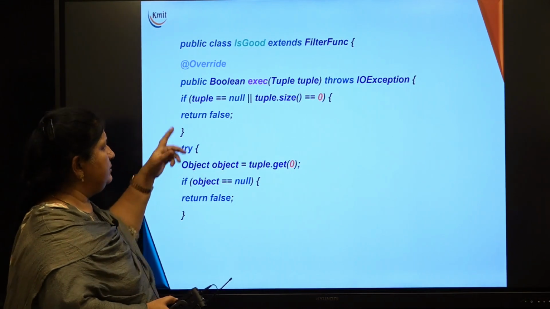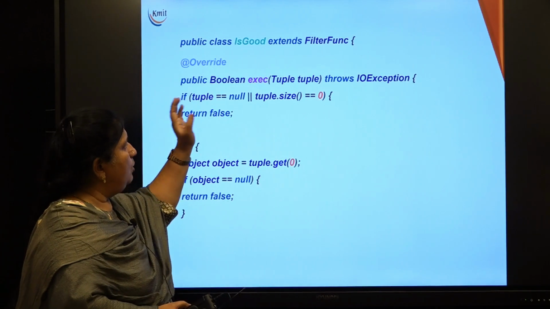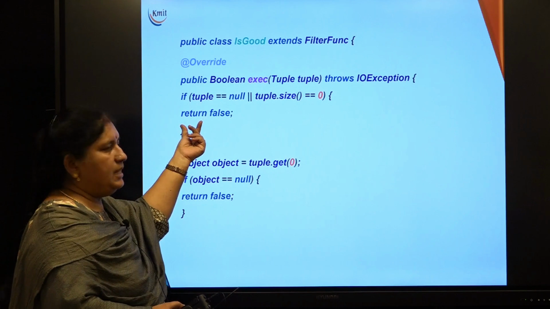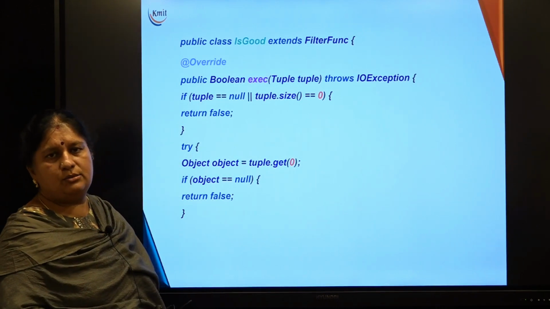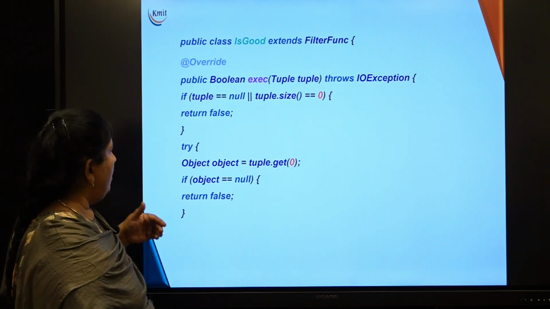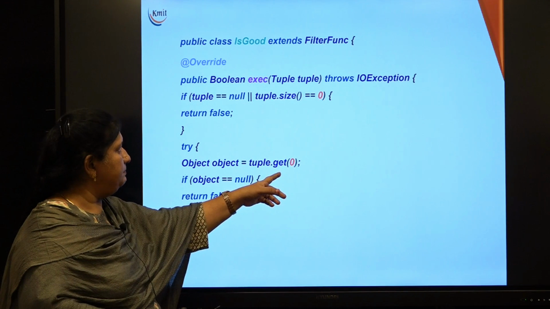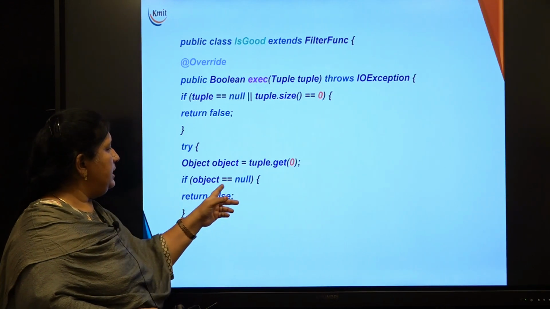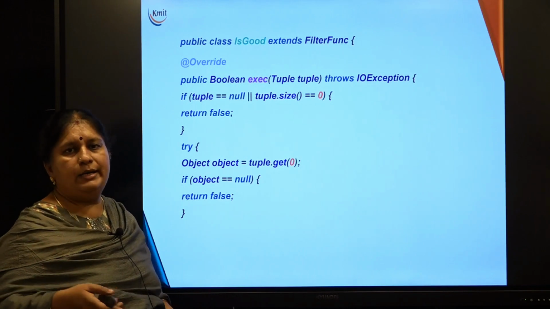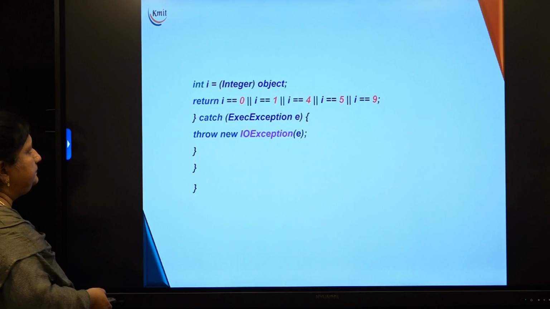So what am I trying to do here? If the tuple is equal to null, or the tuple size is equal to 0, I am saying sorry, the quality code is not good, so is good will say no. On the other hand, you take the 0th attribute of the tuple, and if the object is null, then you return false. There is data but the quality code is missing, then also you return false.